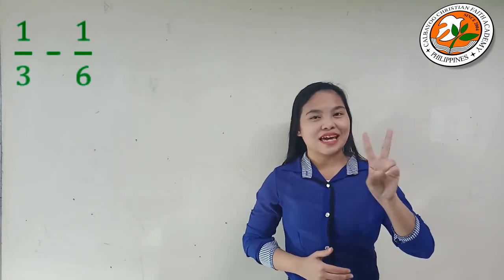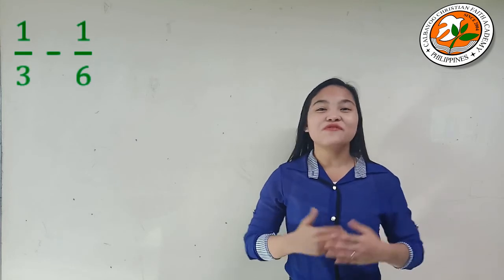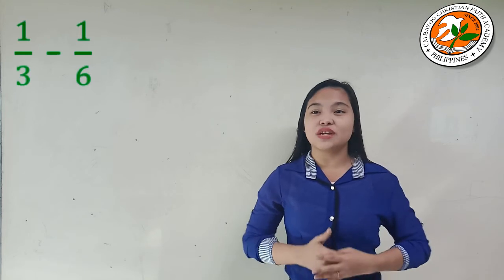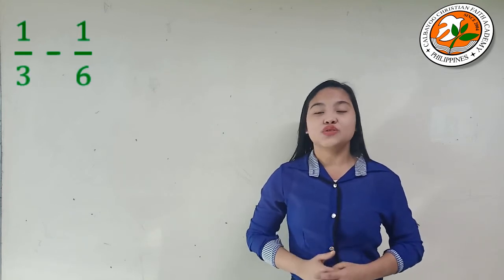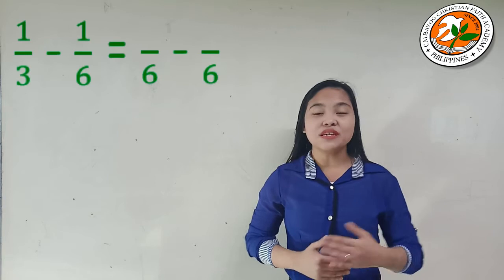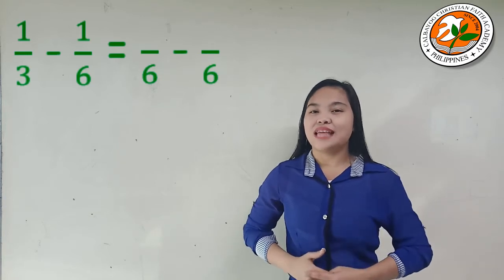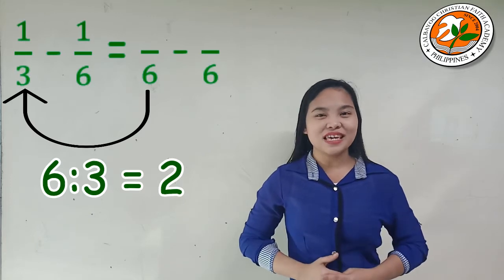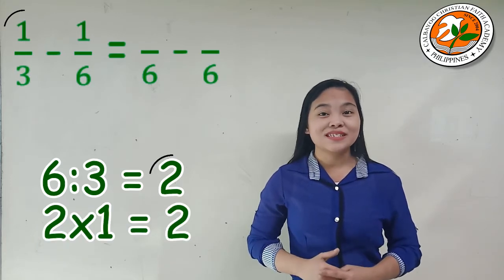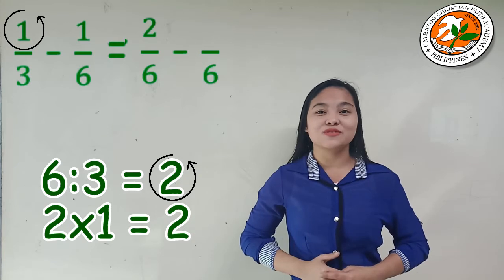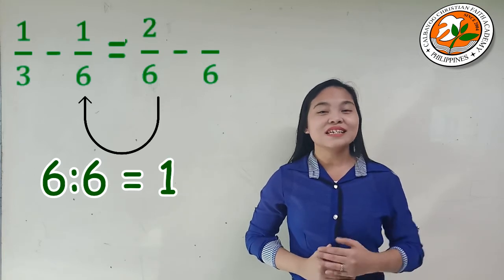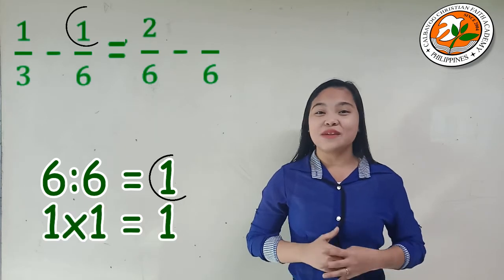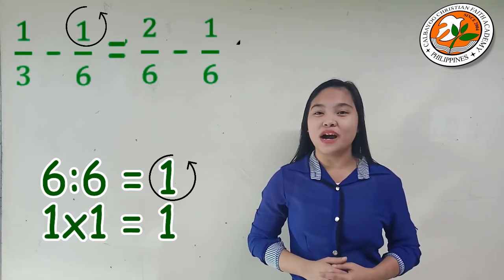LCD. Second step, you need to find fractions equivalent to the given fractions using their LCD as denominator. So we have here now our denominator, which is 6. Now let's solve. 6 divided by 3 is equal to 2. 2 times 1 is equal to 2. Next, 6 divided by 6 is equal to 1. 1 times 1 is equal to 1.